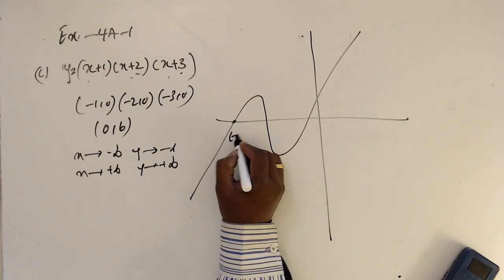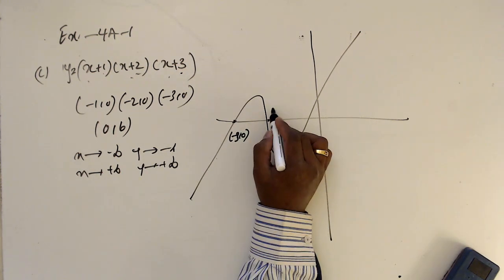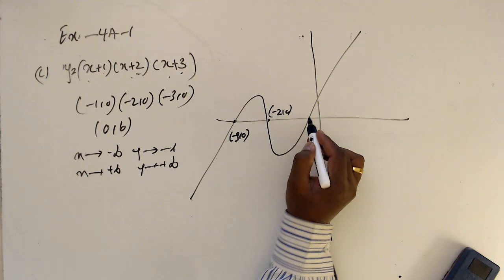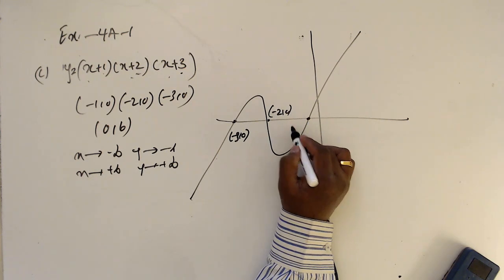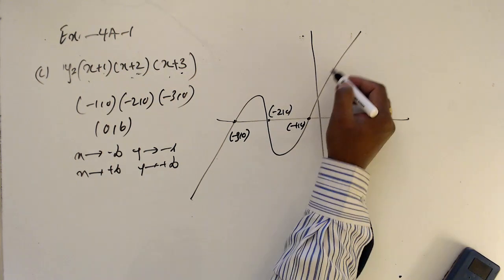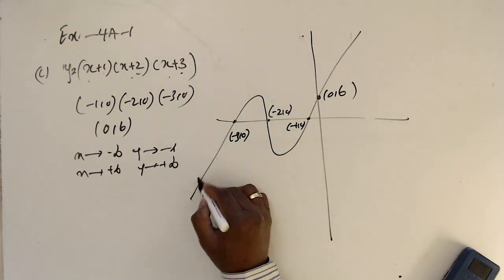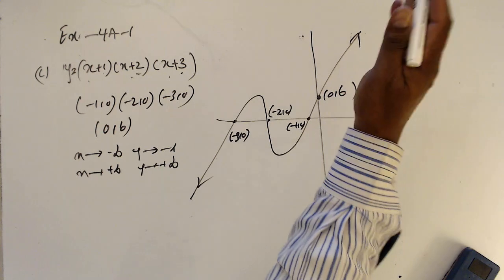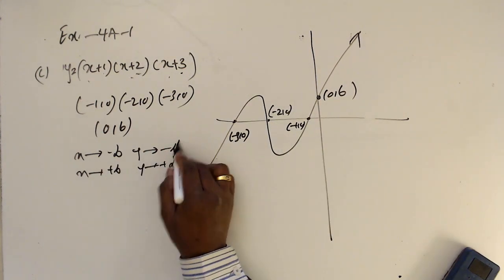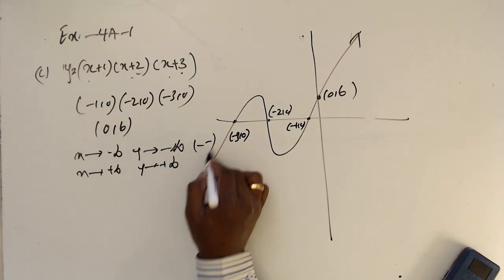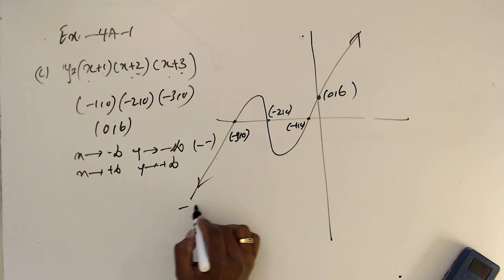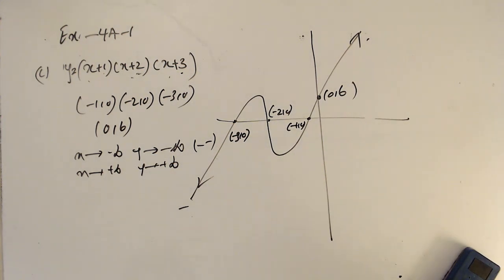This is minus 3, 0, minus 2, 0. This is minus 1, 0. This is 0, 6, and negative, negative, negative, and positive, positive.